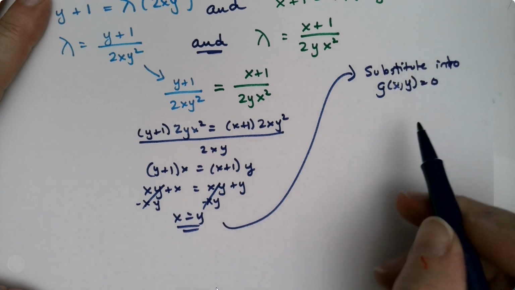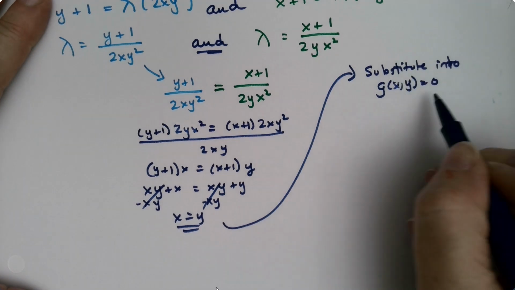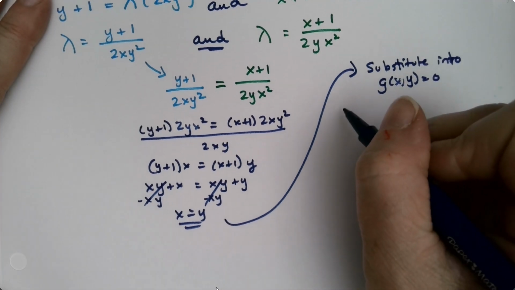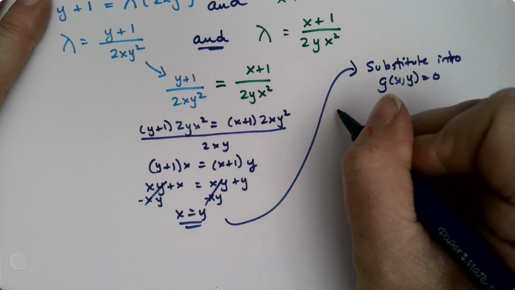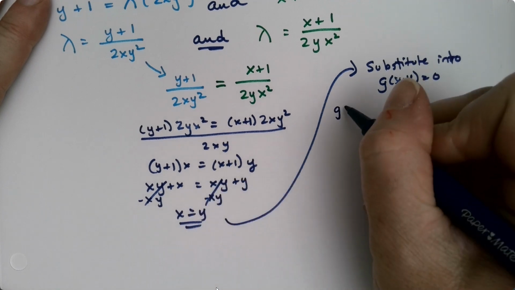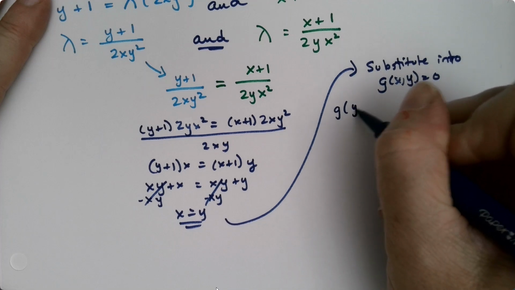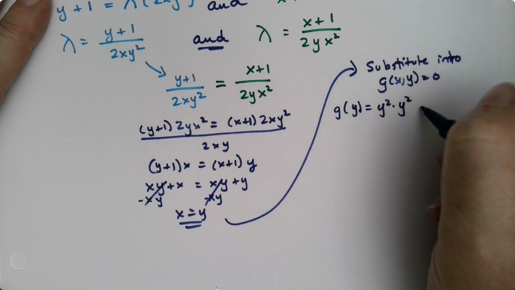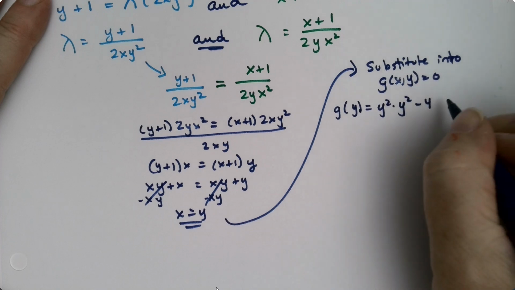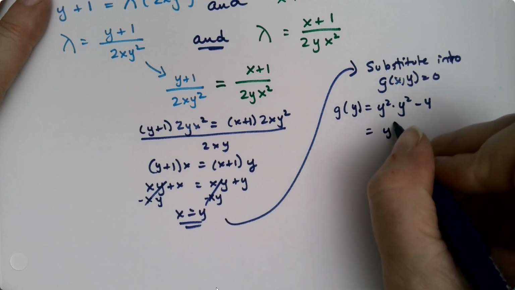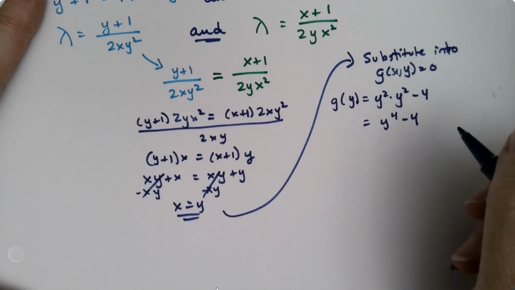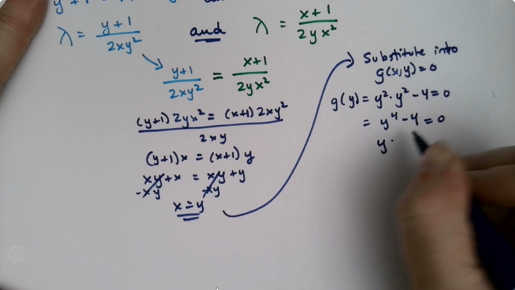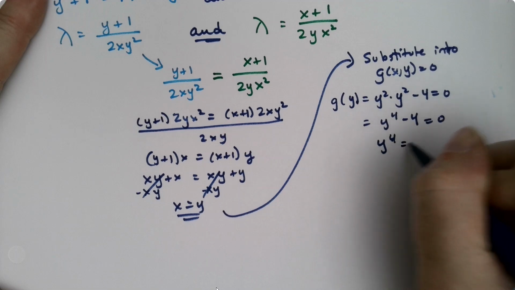Set g of x, y equal to 0 and solve. So g of x, y was x squared times y squared minus 4. If I make it so that x is equal to y, it'll be g of y, which is y squared times y squared minus 4. So that would be y to the 4th minus 4. And if that's equal to 0, that means y to the 4th equals 4.